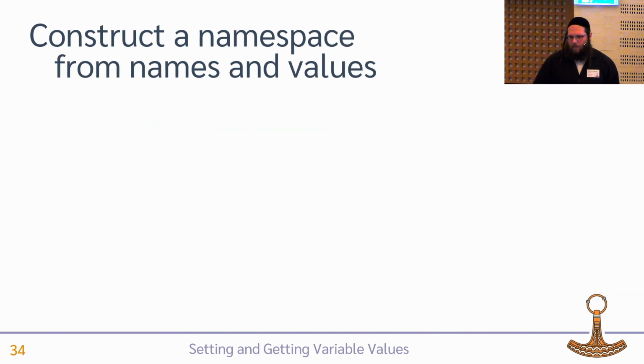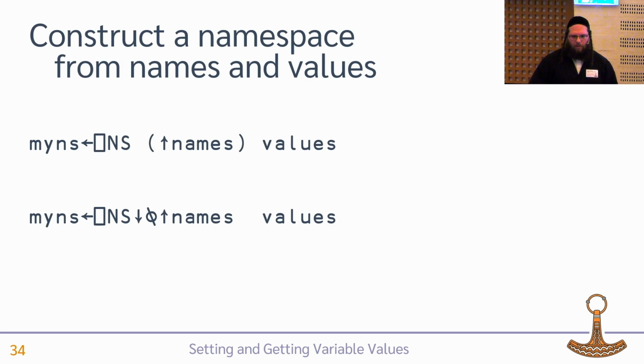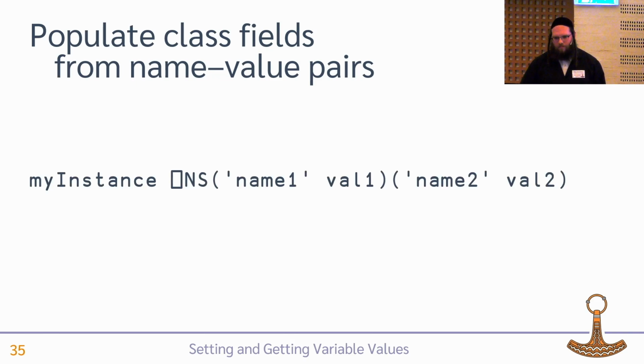Sometimes we want to build the namespace, and we've already got the names and the values. We can do that. We could also supply them as name value pairs. So there's flexibility. Let's say we have a class, and we know already how we want to set all the fields that are in the class. Works exactly the same. Class instance.